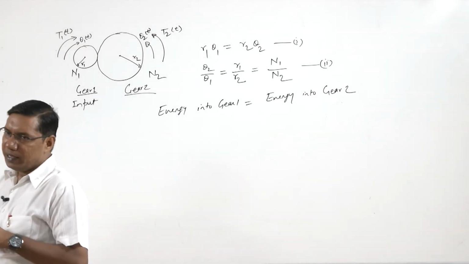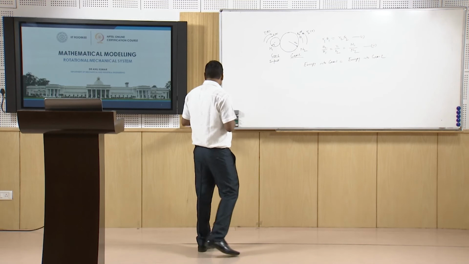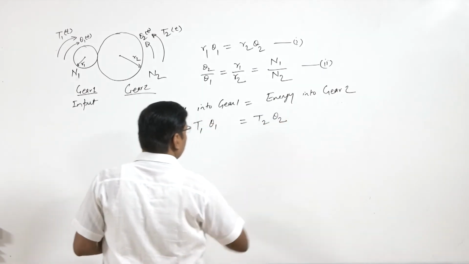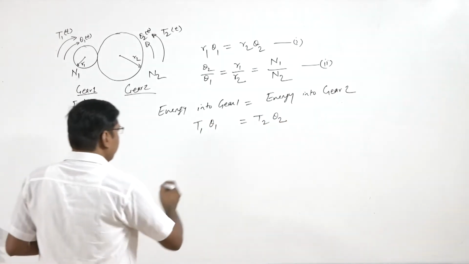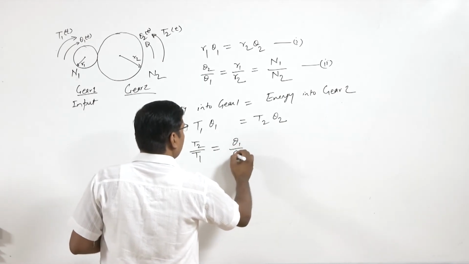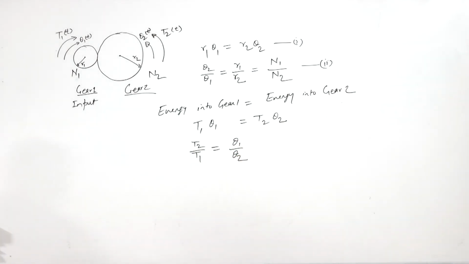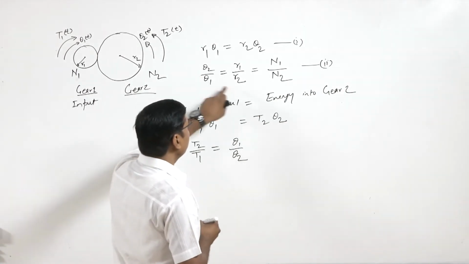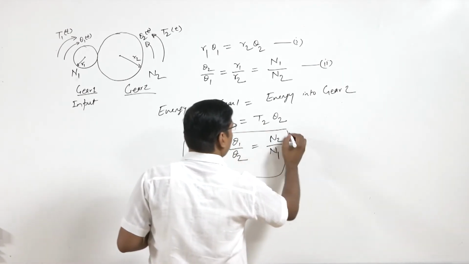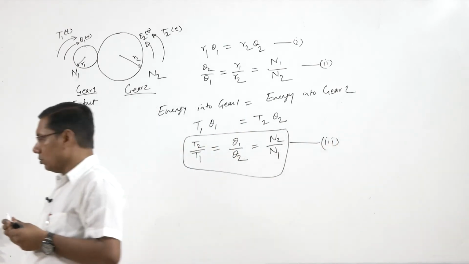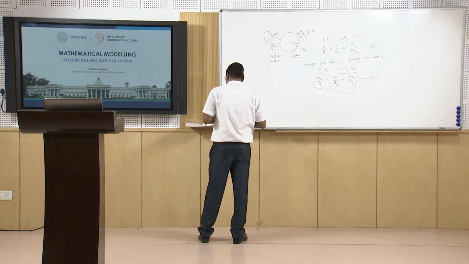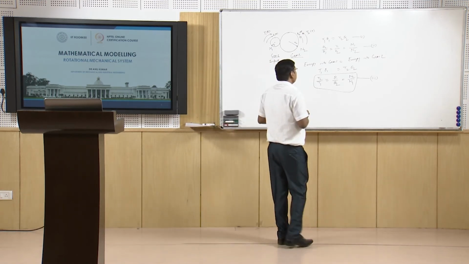and energy can be represented as torque into the angular displacement theta. So T1 theta 1 equal to T2 theta 2. So we will find T2 by T1 equal to theta 1 by theta 2, and theta 1 by theta 2 equal to N2 by N1. So this is equal to N2 by N1.